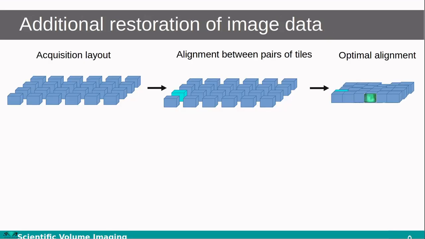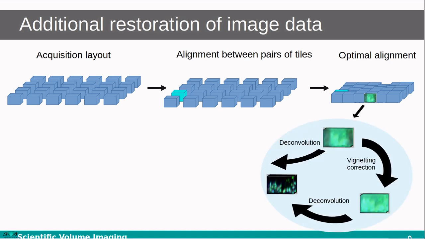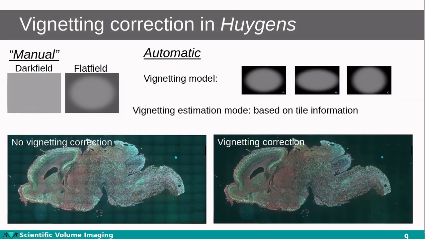Following the tile alignment, Huygens offers the user the possibility to correct for vignetting and enhance the contrast and resolution of the tiles with deconvolution. Within the Huygens Stitcher, vignetting can be addressed with two different methods. The manual approach is to load a dark field and flat field image within the Stitcher wizard. You can find a protocol on how to acquire dark field and flat field images on our website if you are interested in it.